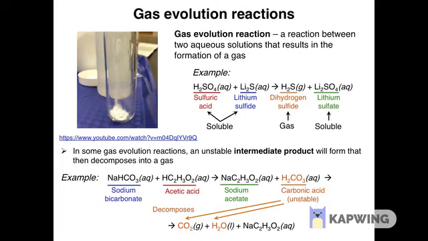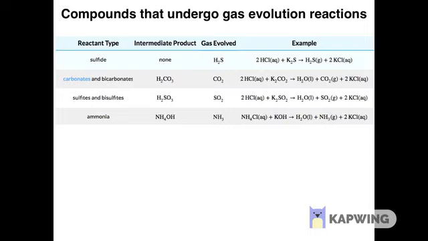Here is a table of common reactants that you will see in gas evolution reactions. They are sulfides. There is no intermediate product, and the gas evolved is dihydrogen sulfide, as we have seen in one of the reactions that we considered. Carbonates and bicarbonates. The intermediate product formed is carbonic acid that decomposes with the release of carbon dioxide, as we have seen in another reaction that we considered.